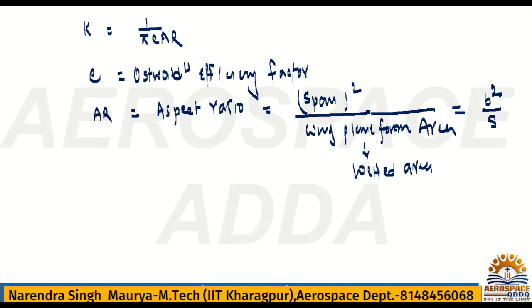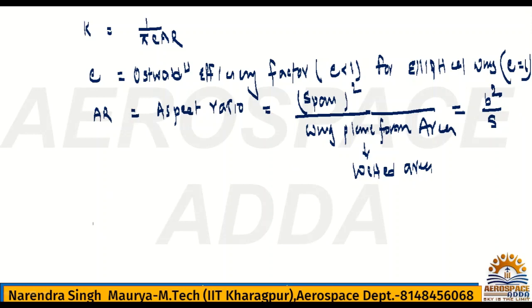The Ostwald efficiency factor is generally less than 1. For an elliptical wing, E is equal to 1. Always remember, for an elliptical wing E is equal to 1.